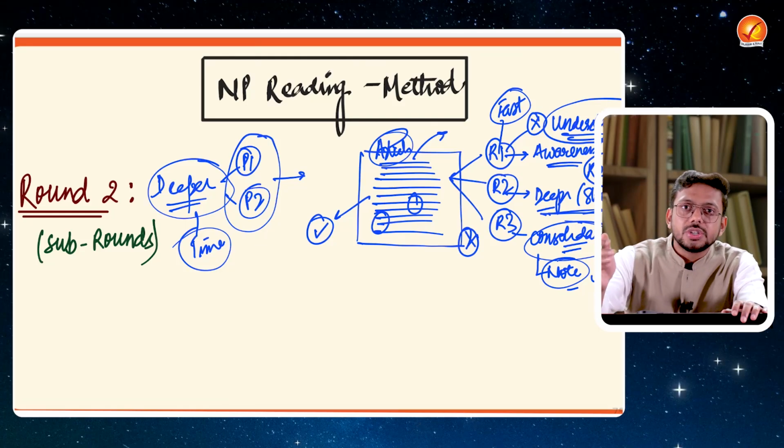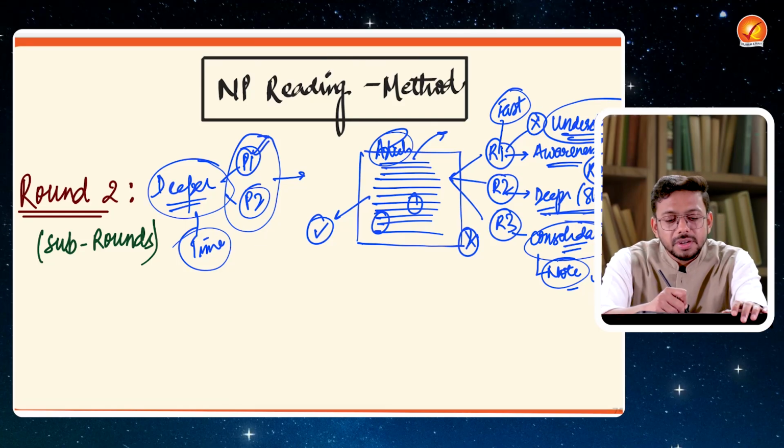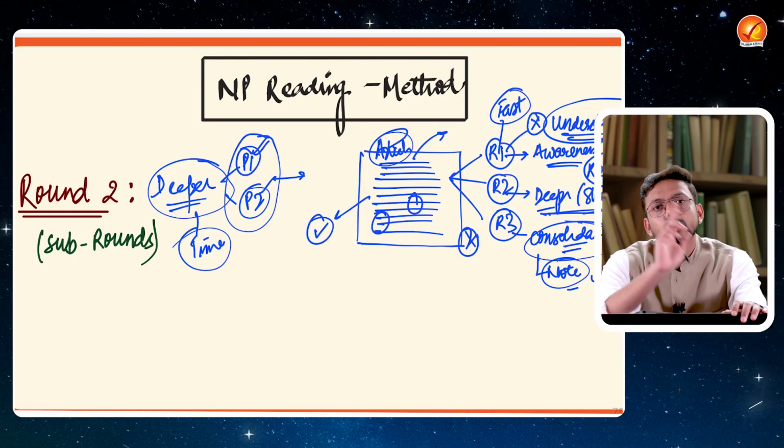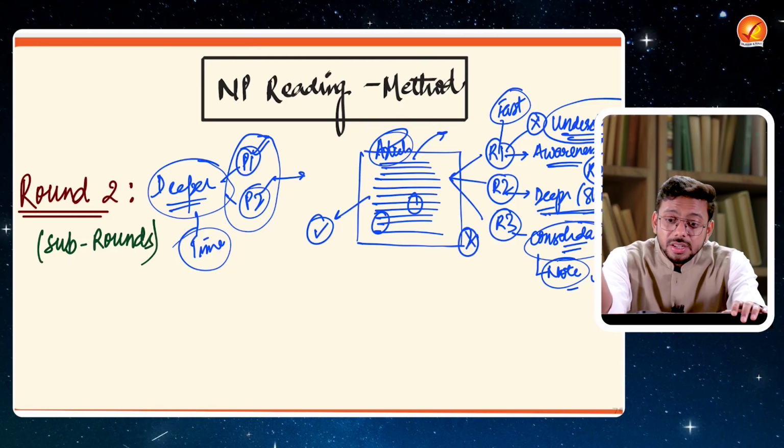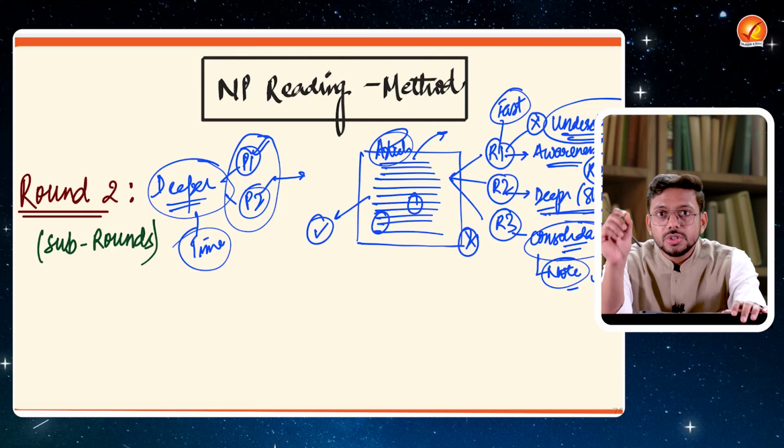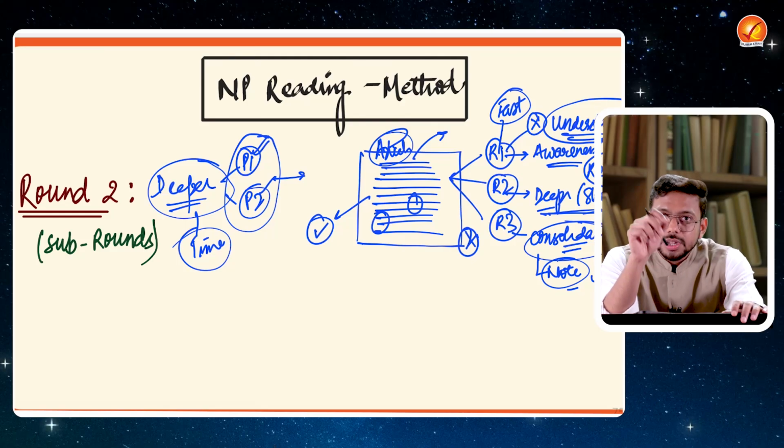You go on to the next topic. So you have chosen already the P1, priority 1, and the priority 2 topics. You go to the next topic, next article, you do the same thing. So you understood how exactly this thing has to be done. What are the sub rounds?